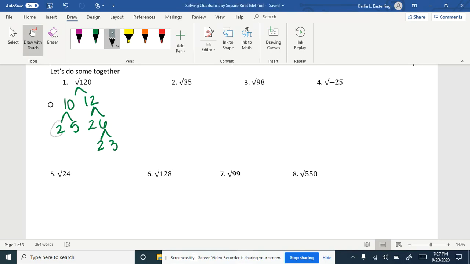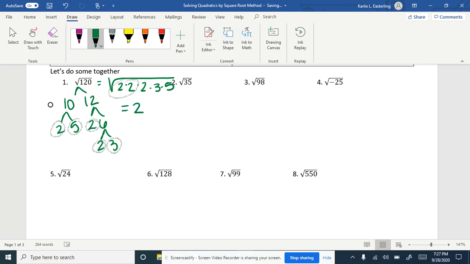So here's where you've got to go and find where you ended. This can get a little messy sometimes. So we're looking at 2 times 2 times 2 times 3 times 5. And then you notice that we can only pull out one set of 2's. So this is equal to 2 square root of 2 times 3 times 5, which would give us 2 square root of 30. And this right here would be your final answer. I'll leave it there for now.